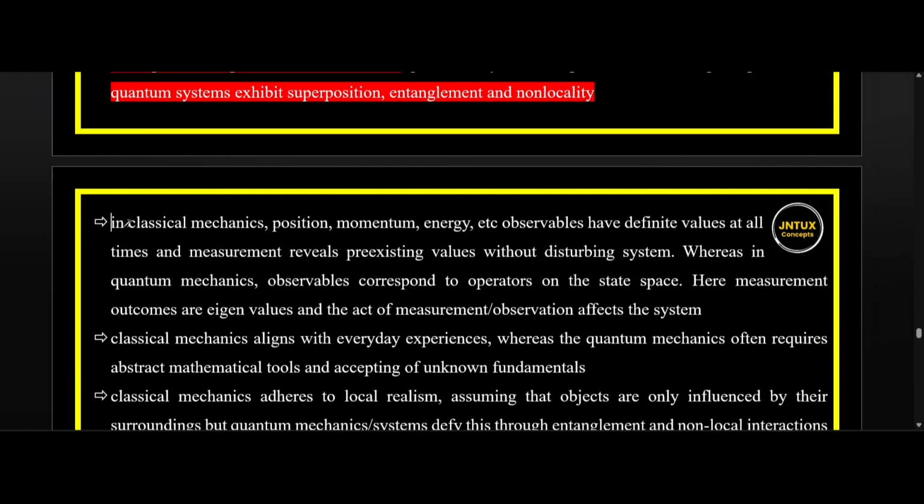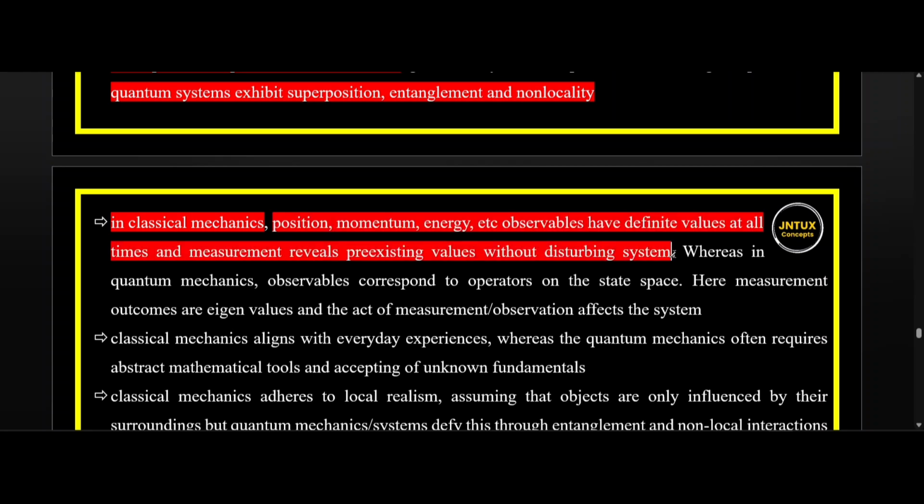So moving to the third point, in classical mechanics, observables like position, momentum, energy, etc. have definite values at all times, and measurements reveal pre-existing values without disturbing the system. So it is an important point for classical mechanics. Whereas in quantum mechanics, the observables correspond to operators on the state space. Here the measurement outcomes are eigenvalues, and the act of measurement or observation affects the system.